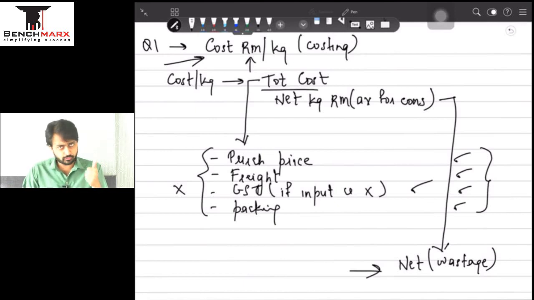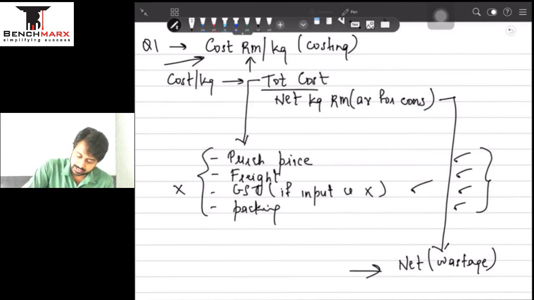And the price elements of cost are my price, my GST, my freight, my packing, primary. And in the case of kgs, any net loss is to be netted off from the kgs, and the net kg is to be found out. And this is how I will get my cost per kg of the raw material.